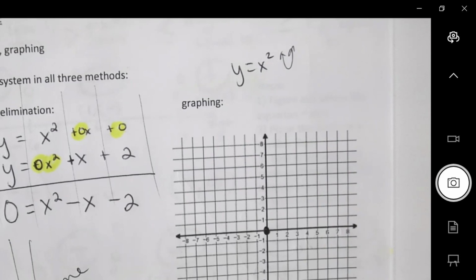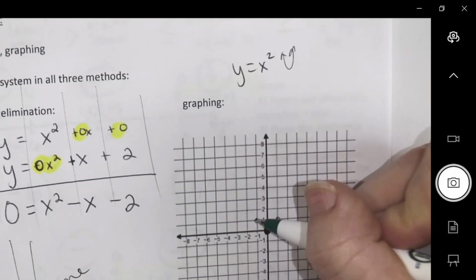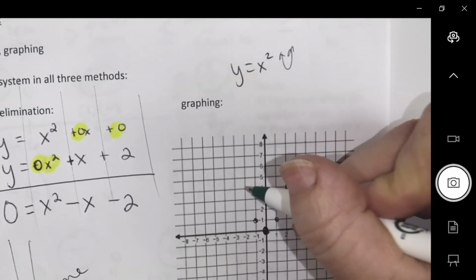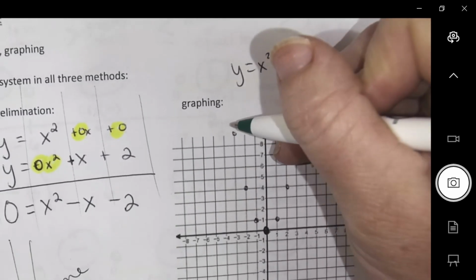And what is the basic pattern of this shape? Do you remember the pattern? 1, 1, 2, 4, 3, 9.